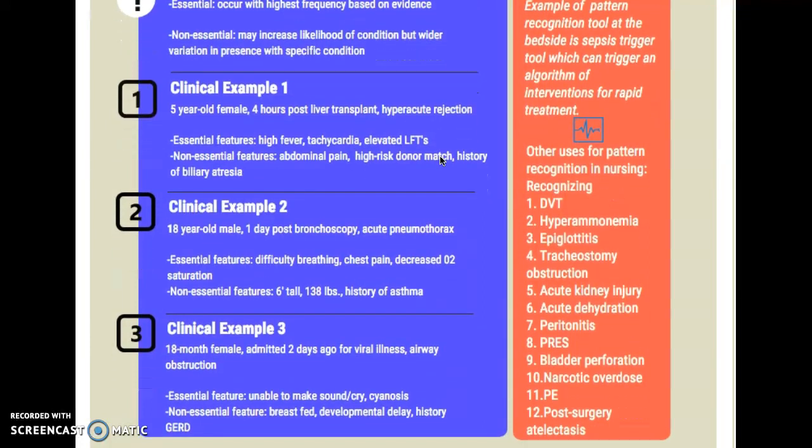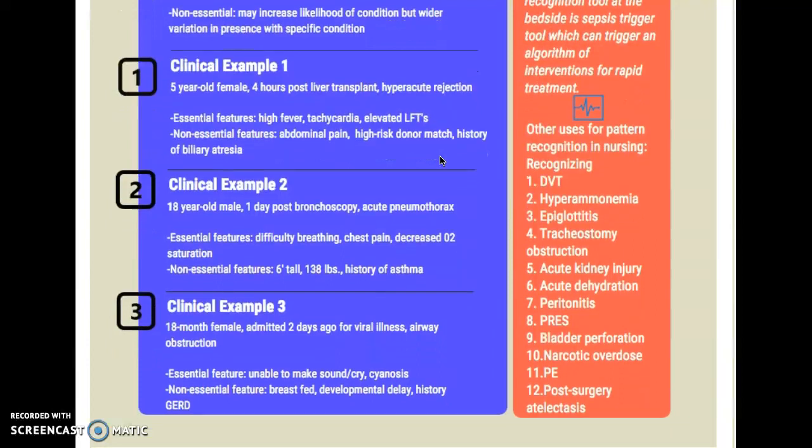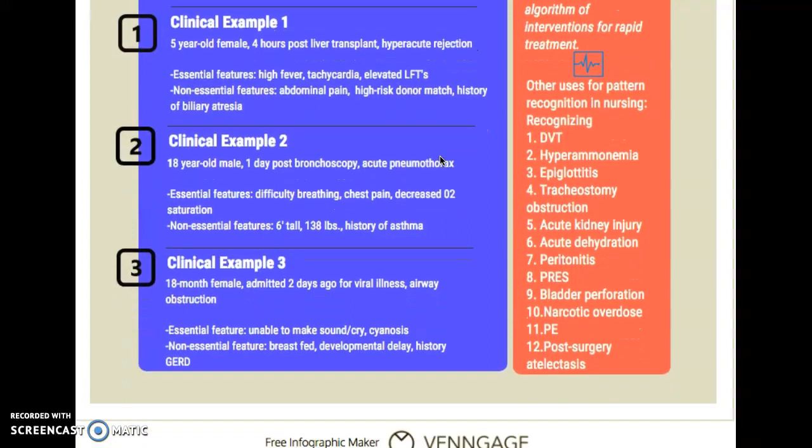Clinical example 2 is an 18-year-old male, 1 day post-bronchoscopy in the OR, and he is developing acute pneumothorax, which of course is an emergency. Essential features being difficulty breathing, chest pain, and decreased O2 saturation. And non-essential features, although again, could be part of this clinical picture, but not necessarily, is that he is a 6-foot tall male and slim and has a history of asthma.